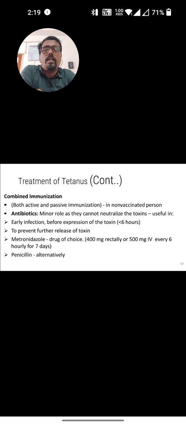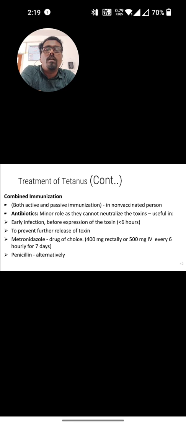Coming to the treatment of tetanus again, combined immunization, both active and passive, is recommended in non-vaccinated persons. Antibiotics play a minor role as they cannot neutralize the toxin, because as I told already this is a toxin mediated infection. So using antibiotics to kill the bacteria does not help the clinician to make the patients survive. They are useful in early infection before expression of the toxin, less than 6 hours, to prevent further release of toxin by the bacteria.